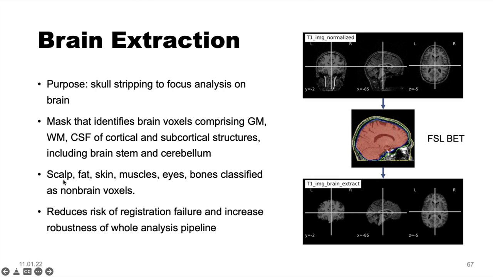Then with applying this mask, we are not deleting the voxels that are not brain specific, but we're just saying that those are irrelevant. Those are, for example, the scalp, fat, skin, muscles, eyes, bones, and we classify those as non-brain. This reduces the risk of registration failure because the physical shape of the head is even more unique than the shape of the brain in this case, and the whole analysis pipeline is getting more robust because your algorithms don't have to care about structures we're not interested in.